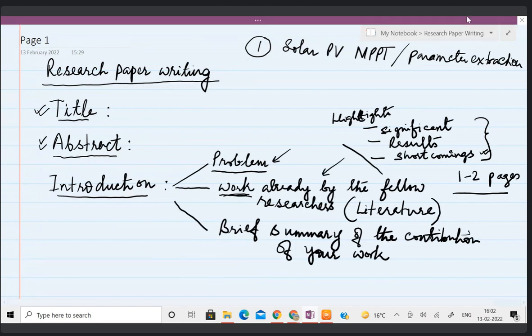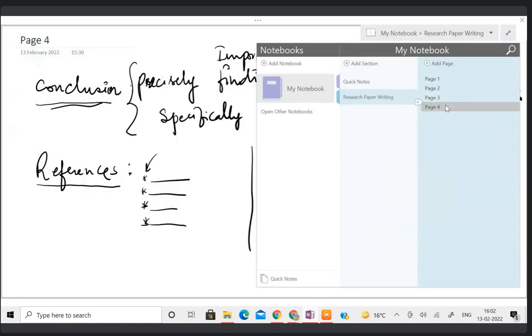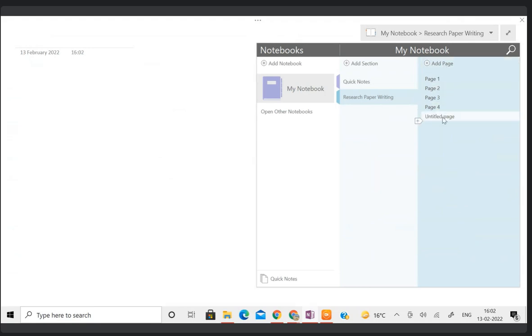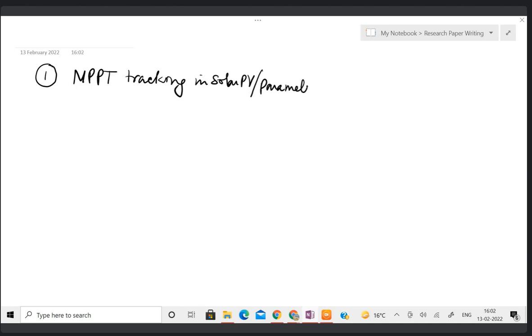Okay, actually, let me write it on a separate page. That would be better. Add one more page and let me write it here. So the first problem that I gave you was about MPPT tracking in solar PV, and the other part was your parameter extraction.